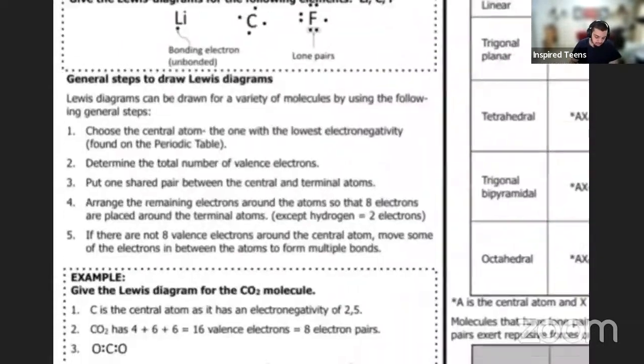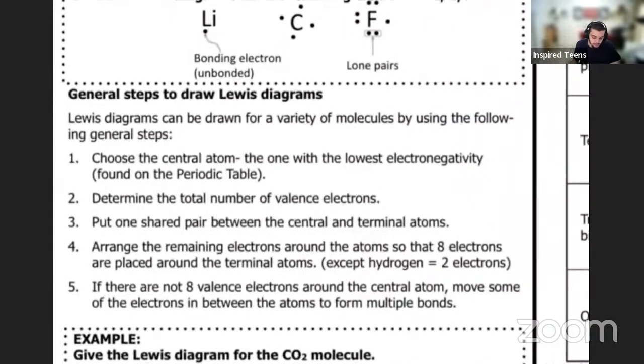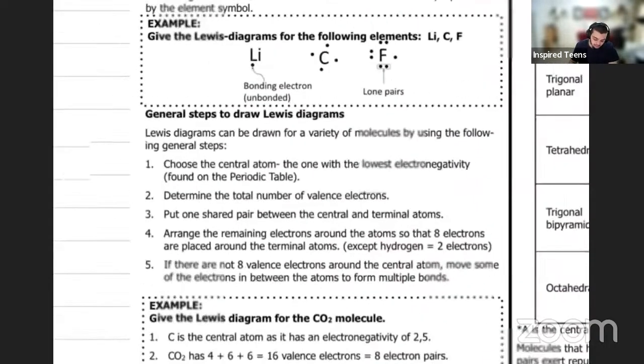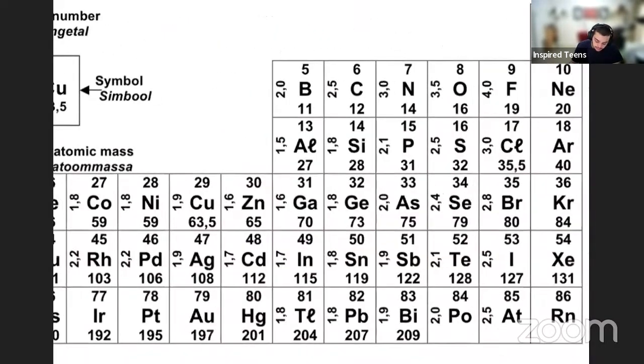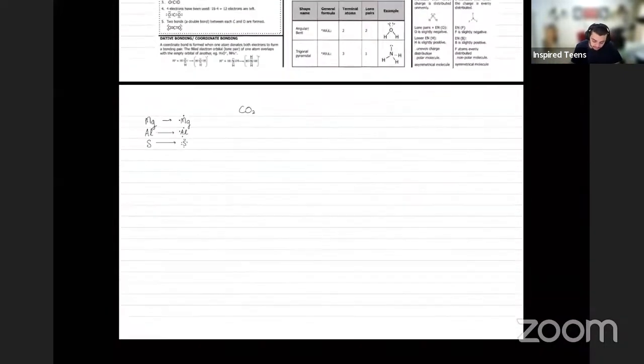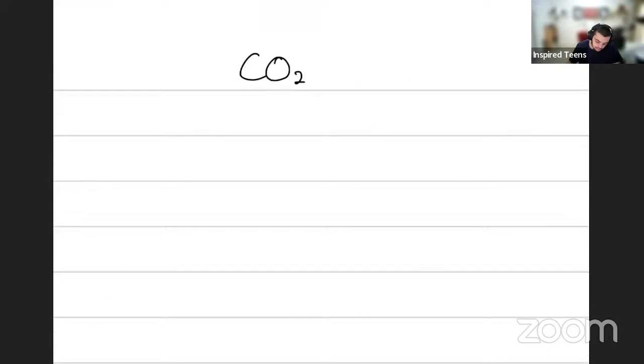So carbon dioxide. Let's follow the first step. Choose the central atom with the lowest electronegativity found on the periodic table. Let's compare carbon and oxygen. We can clearly see that carbon has the lower electronegativity. Since carbon has the lower electronegativity, we are going to draw it in the center, because remember, this carbon is bonded to oxygen. So it's going to have oxygen bonded perhaps on either side. Okay, so let me just think.